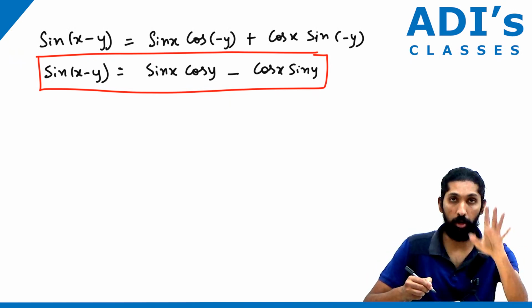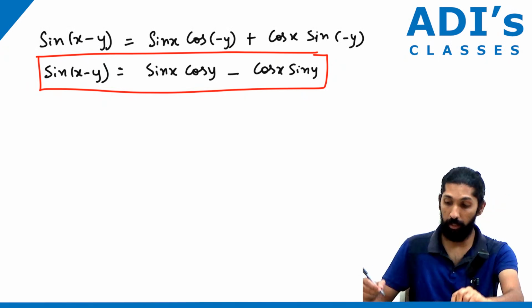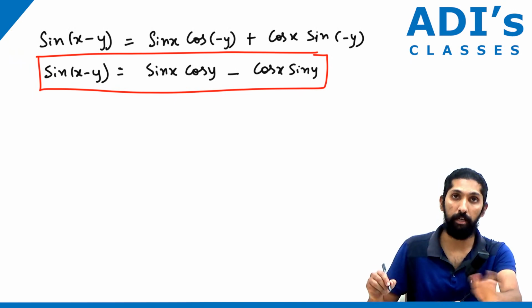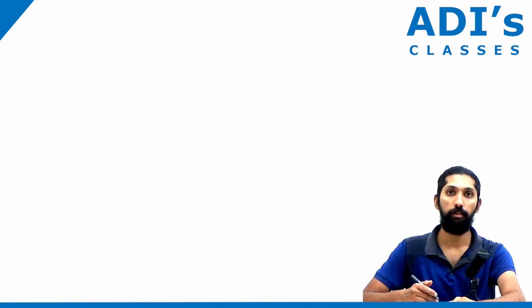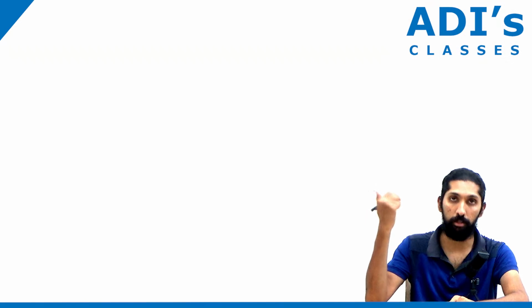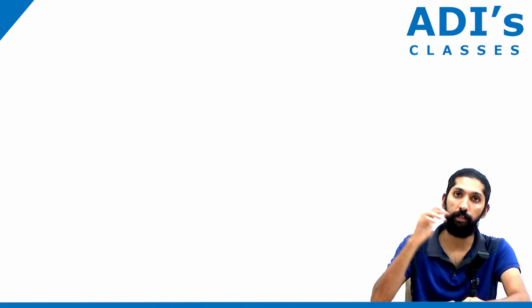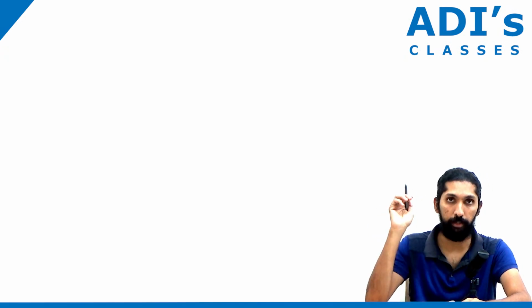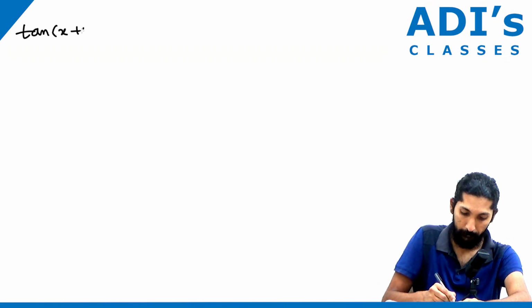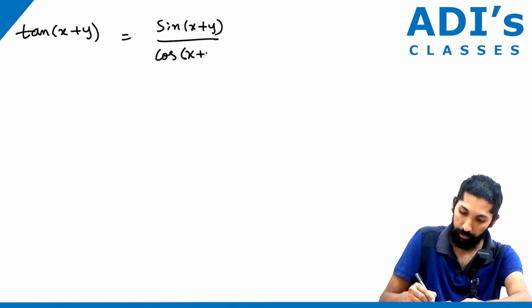Now we have four formulas: cos of x plus y, x minus y, sine of x plus y, sine of x minus y. Now we'll do the same thing for tan of x plus y and tan of x minus y. All of you know that tan theta is nothing but sine theta by cos theta, correct? Same thing, tan of x plus y will be sine of x plus y divided by cos of x plus y. Clear?